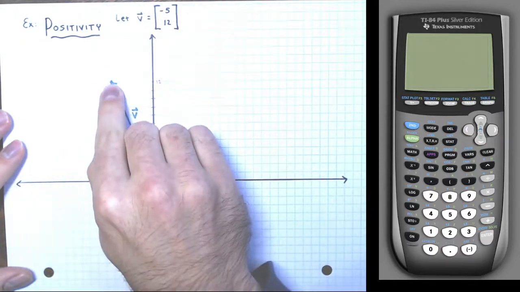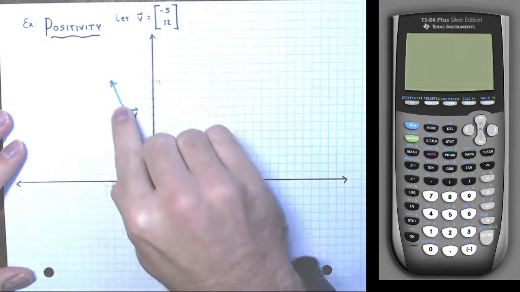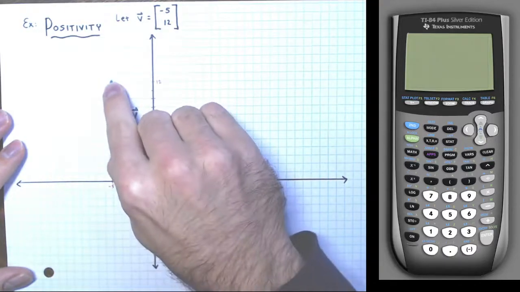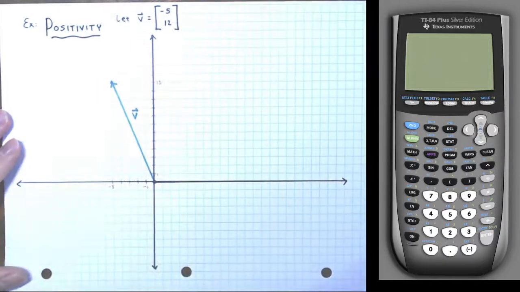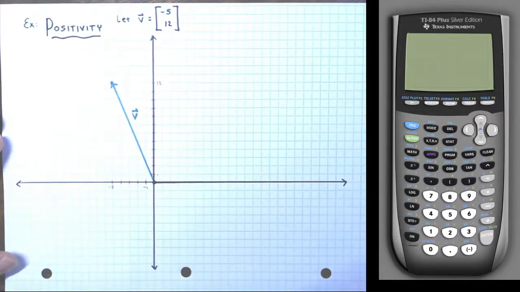There's the end of the vector. And I draw it with initial point 0, 0, end point -5, 12. There's the motion. There's the vector V with components -5, 12.